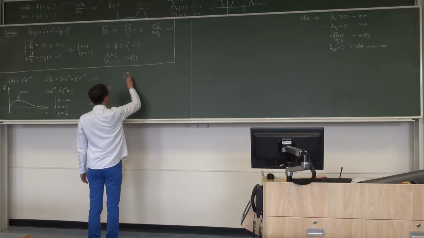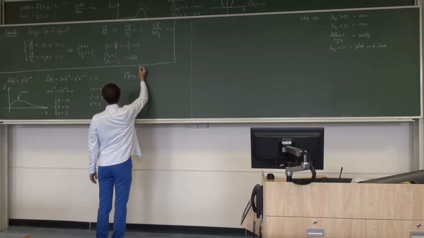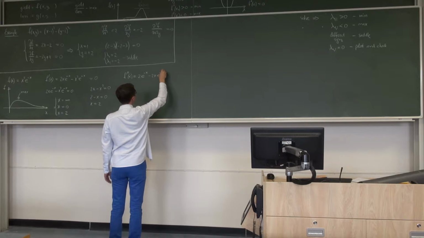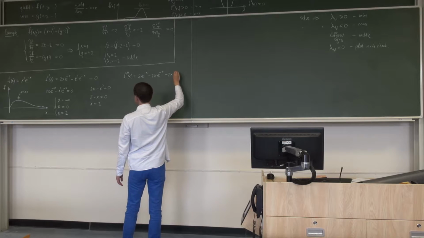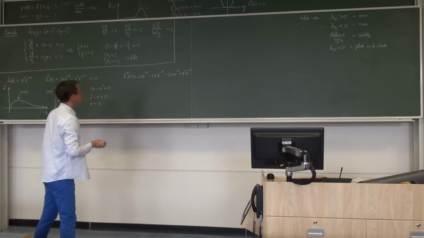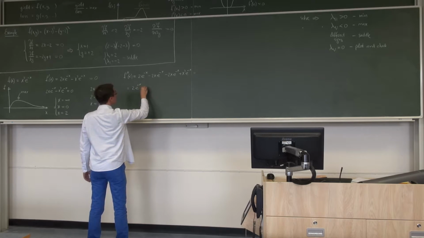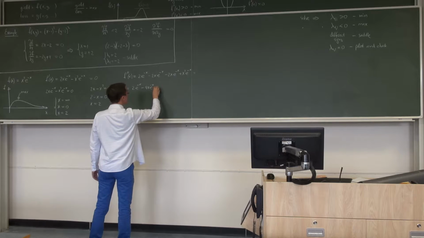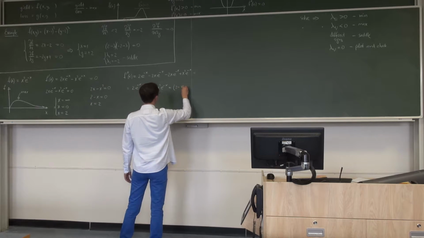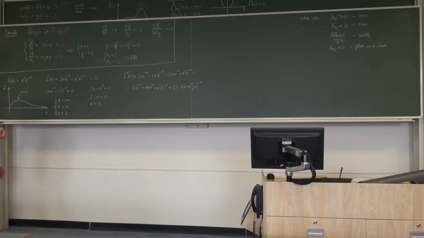f double prime of x is, well, differentiate that again. So 2e to the minus x, minus 2x e to the minus x, minus 2x e to the minus x, and then plus x squared e to the minus x. A fairly long expression, but nothing too complicated: 2e to the minus x minus 4x e to the minus x plus x squared e to the minus x. Probably best to take e to the minus x out of the bracket: (2 minus 4x plus x squared) e to the minus x. That's our second derivative. Let's take a look.